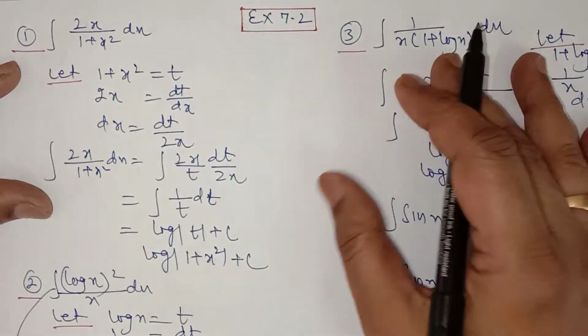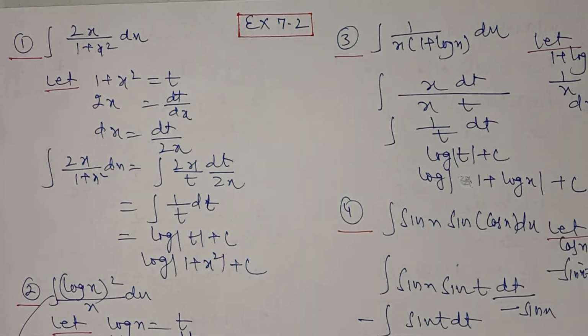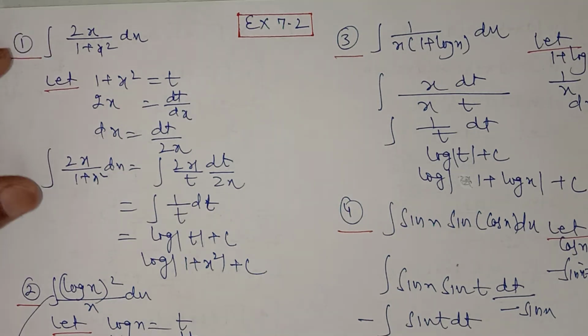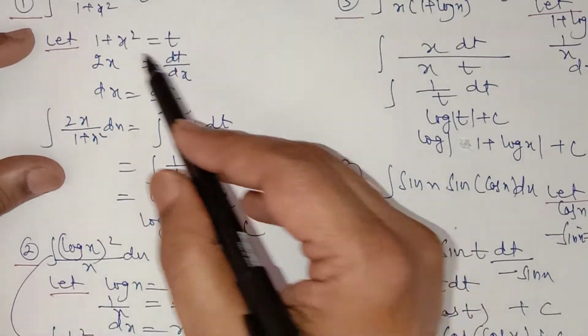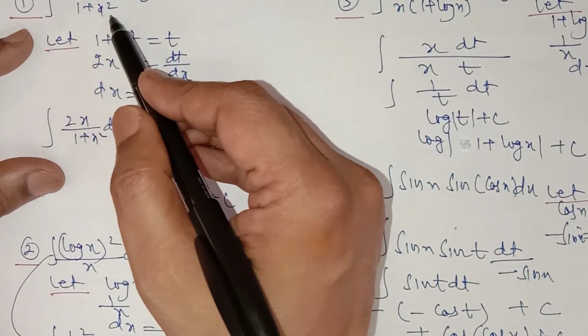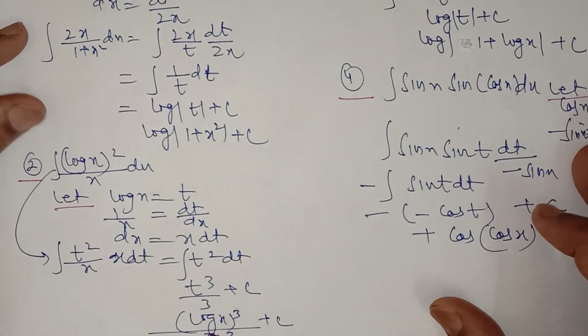So this is the method you have to use in the full exercise: find the function you can let, so that the extra part of the integration will be cancelled out, and after integration replace t with the value of the variable you have let. So in this we have let 1 plus x square equal to t, because the derivative of 1 plus x square is given. So you have to find very carefully what you have to let here.